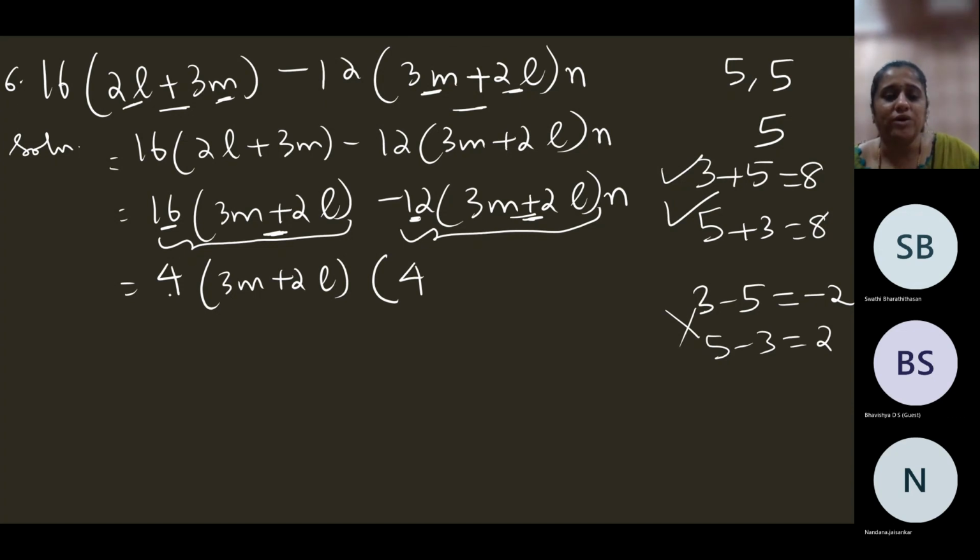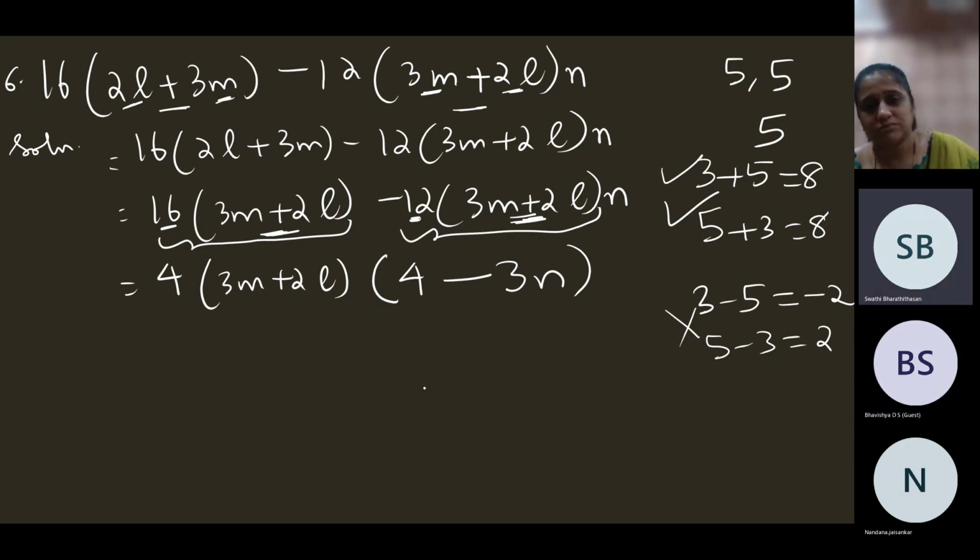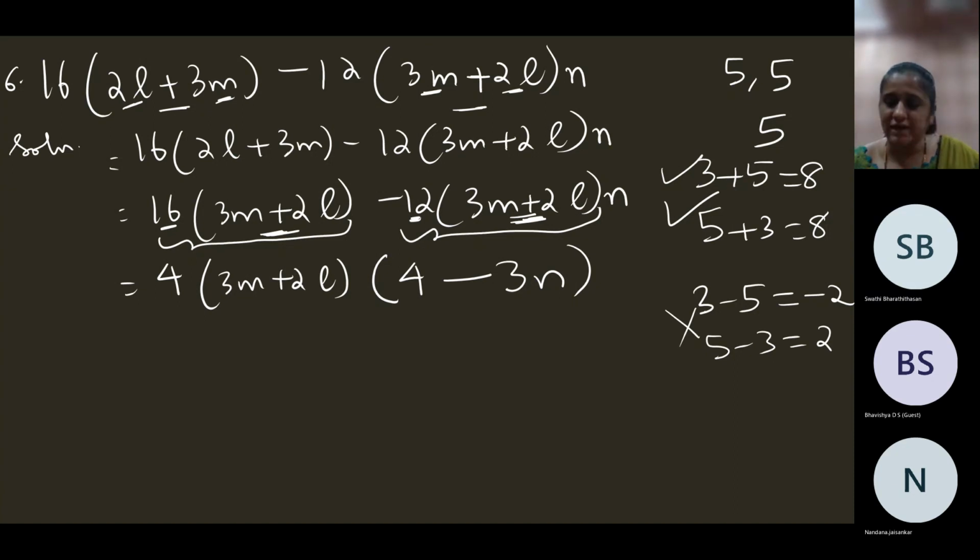So now 4 into 4 is 16 and 3M plus 2L is outside, common. Minus 4 into 3 is 12, the second term. And this 3M plus 2L is common outside, so you don't have to write it. Then just put this N. Is this understood, children? Yes, ma'am. I'll work it again for you. Take down the answer.